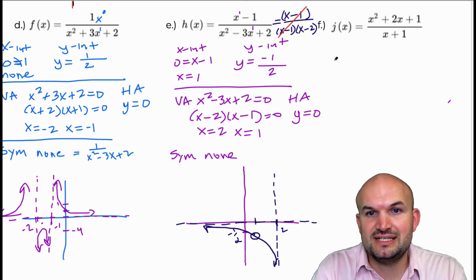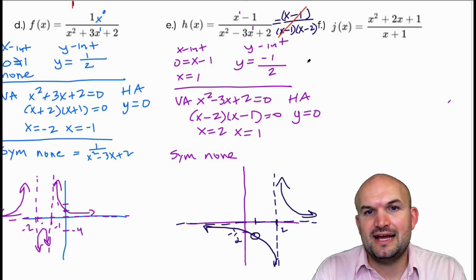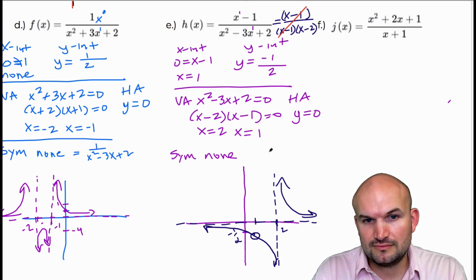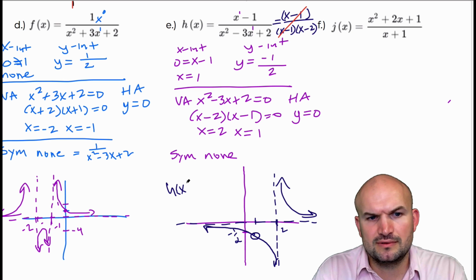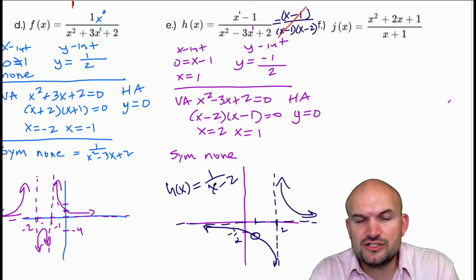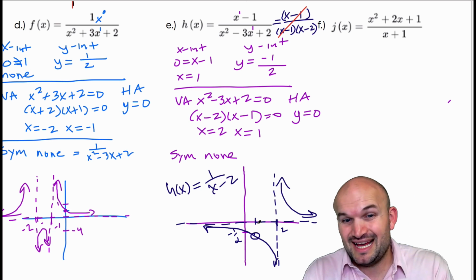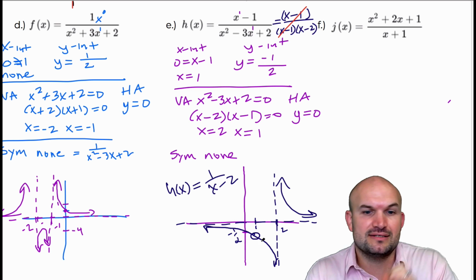And then obviously you can see that when that is simplified, that gives me the equation h of x is equal to 1 over x minus 2. Well, that's just the reciprocal function, right? That's just a reciprocal function shifted 2 units to the right. But again, remember there's that hole at 1.